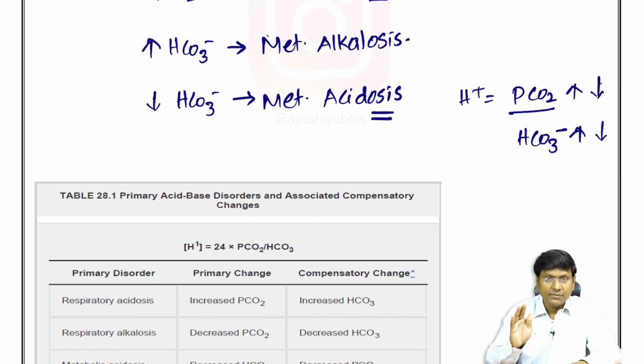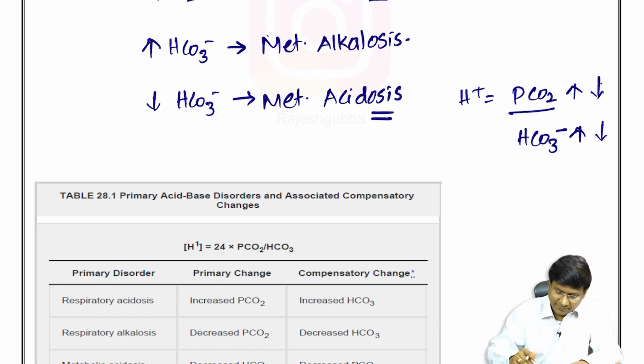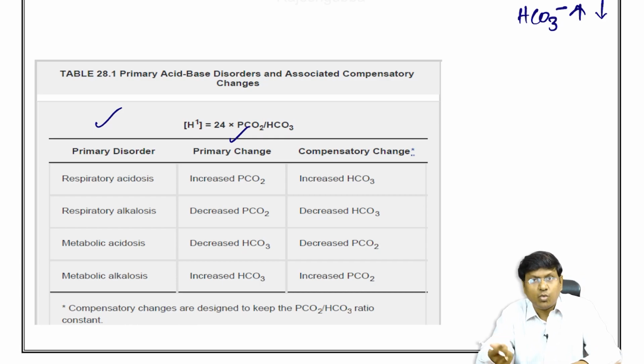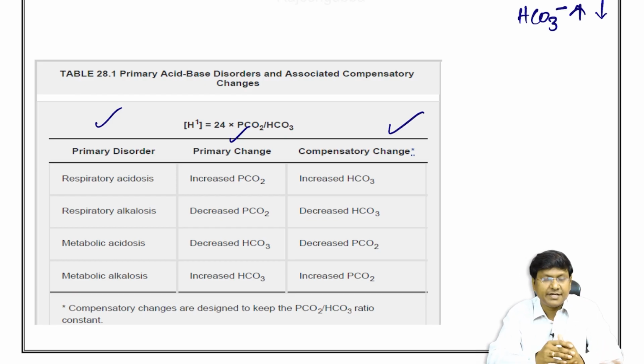Whatever changes first is called the primary disorder or the primary change, and whatever change occurs in compensation to the primary is called the compensatory change.